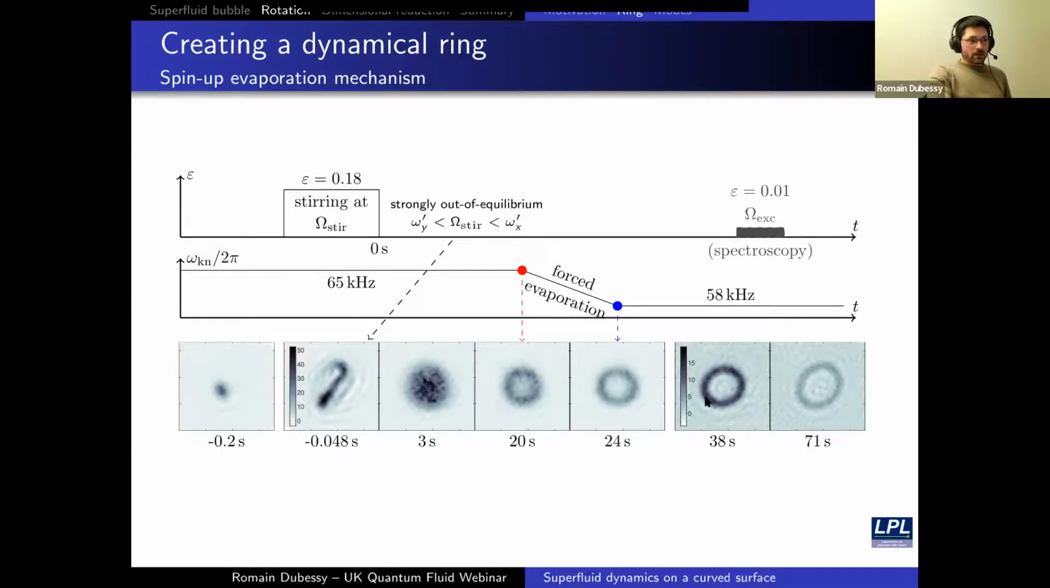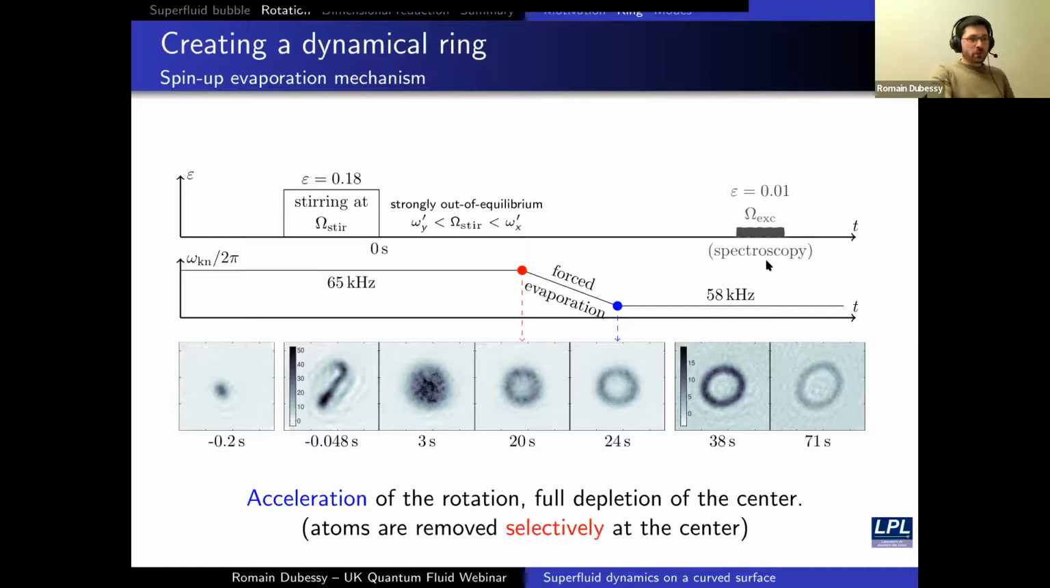And a little bit later, I will describe a spectroscopy experiment where we again turn on the anisotropy, this time at a very small value at a different rotation frequency, and this will allow us to probe some collective mode of this rotating gas.